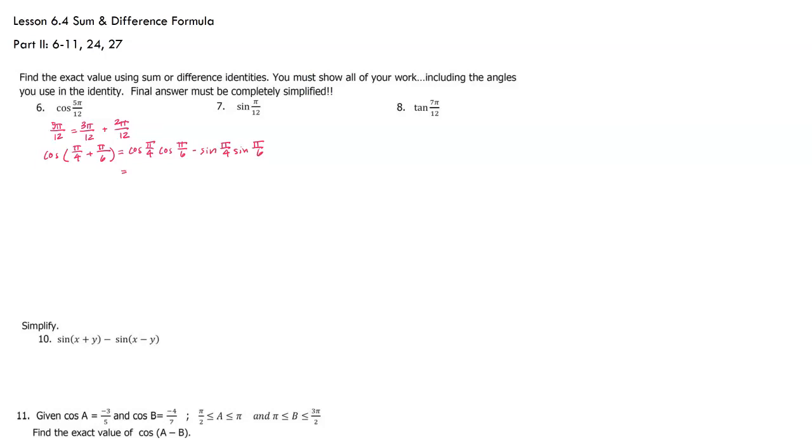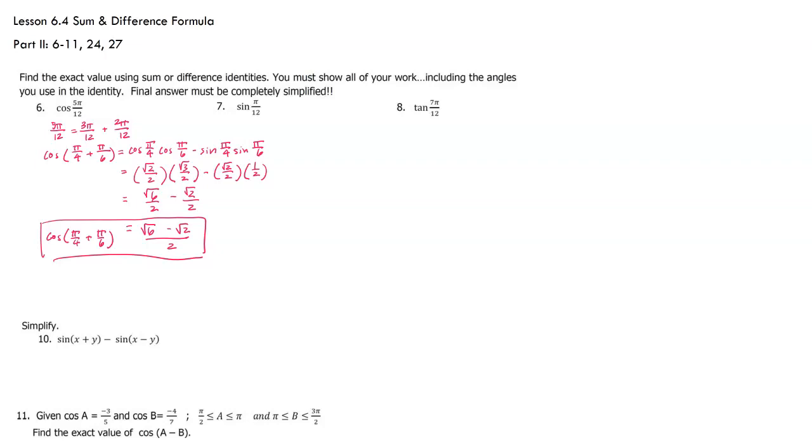Using the unit circle, that is going to give you the square root of 2 over 2, cosine of pi over 6 is square root of 3 over 2, minus square root of 2 over 2, sine is 1/2, and that's going to be square root of 6 over 2 minus square root of 2 over 2. So that's going to be square root of 6 minus square root of 2 over 2. Okay, so cosine of pi over 4 plus pi over 6 is going to equal this.